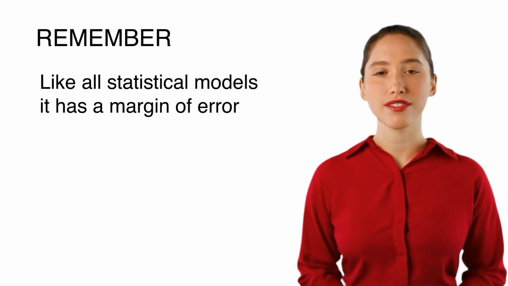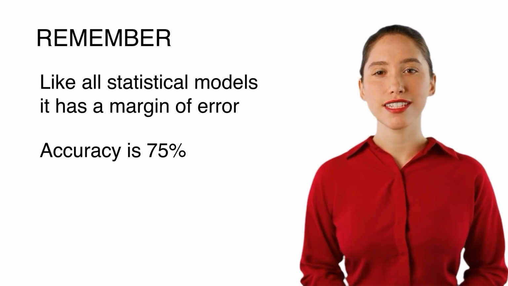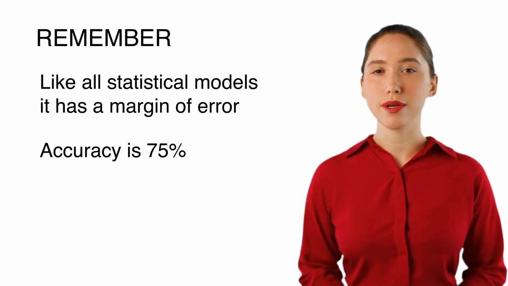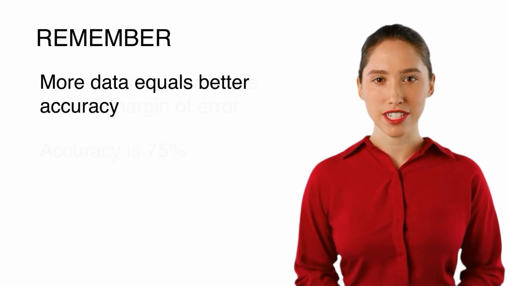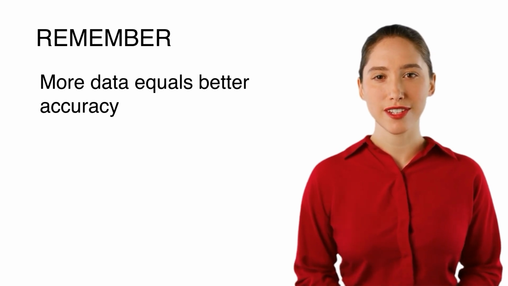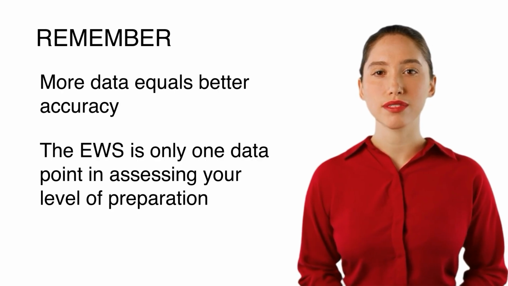Also, remember that this is a predictive model that has an accuracy of 75%. That means it could be wrong in as many as 1 in 4 cases. The reason for this is the small data set that was available in creating version 1 of this model. As we are able to collect more data from universities, we will be able to release improved models with a smaller margin of error. And keep in mind that this model is just one data point to use in assessing your likelihood of passing the exam.